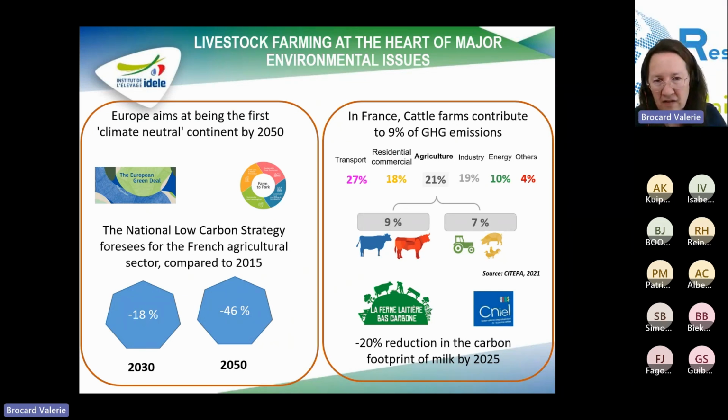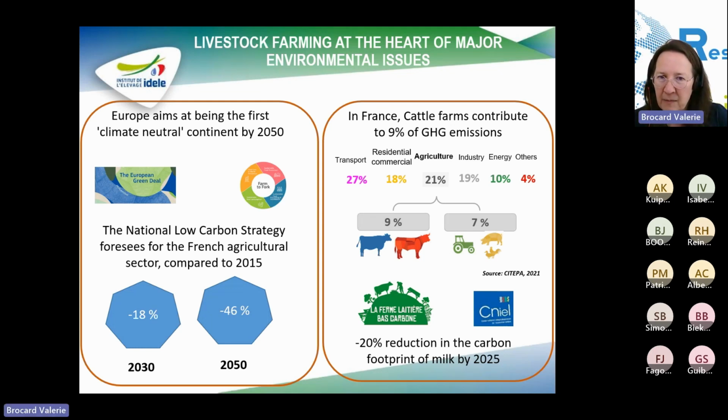In this frame, each partner country has its own low carbon strategy, and for France, the national low carbon strategy foresees for the French agricultural sector a decrease by 18% of the greenhouse gases emissions in 2030 compared to 2015, and even a decrease by almost 50% in 2050 compared to 2015. So, of course, the targets are very low.